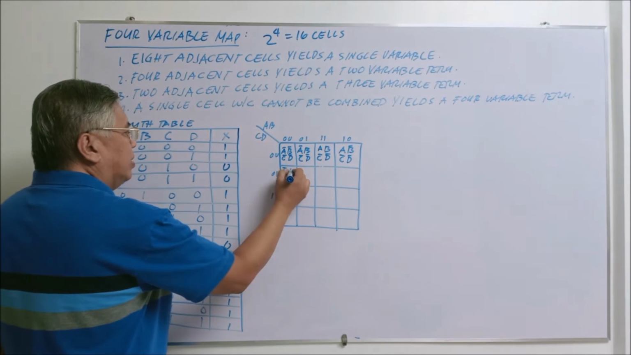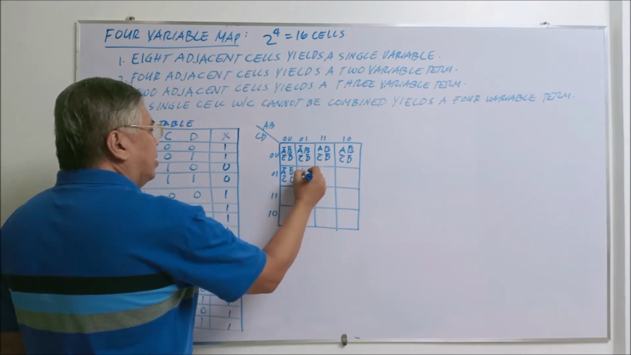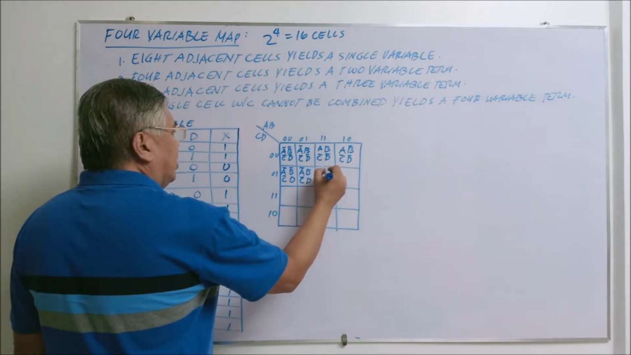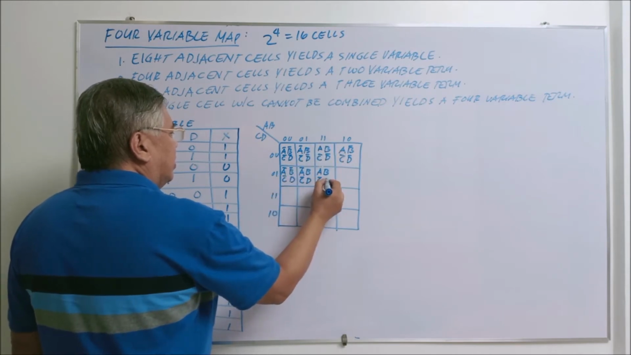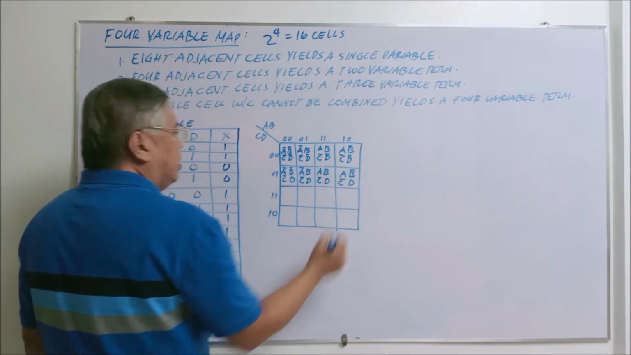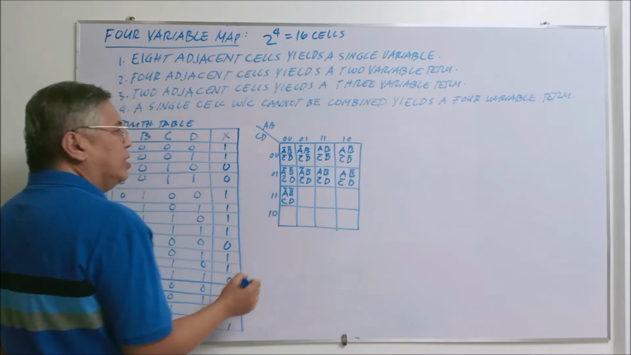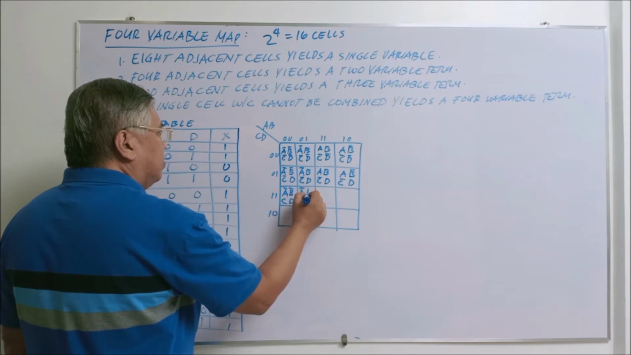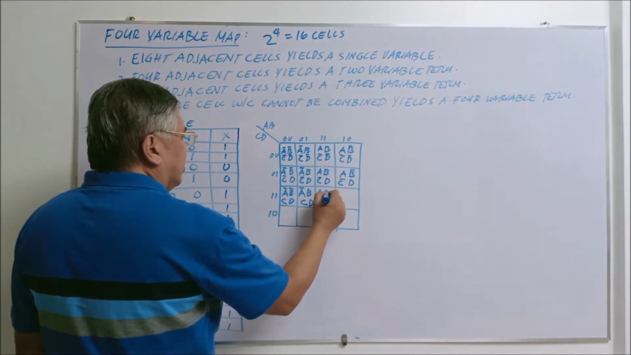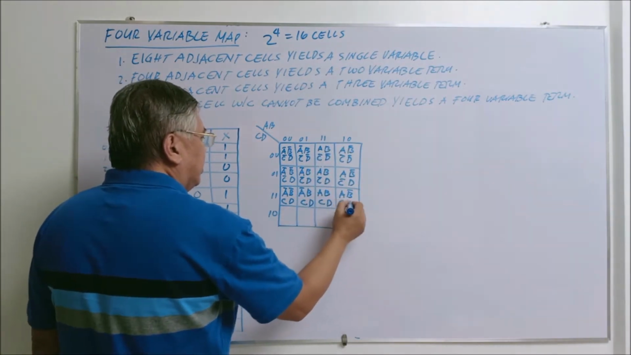Then you have A bar, B bar, C bar, D. And then you have A bar, B, C bar, D. Then you have A, B, C bar, D. Then you have A, B bar, C bar, D. And then you have A bar, B bar, C, D. Then you have A bar, B, C, D. Then you have A, B, C, D. Then you have A, B bar, C, D.